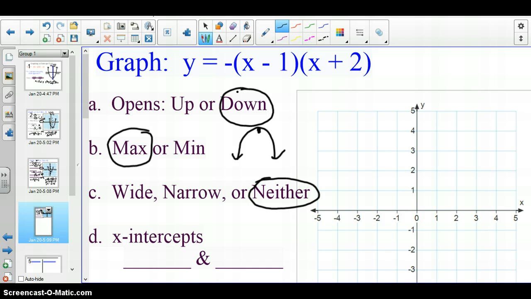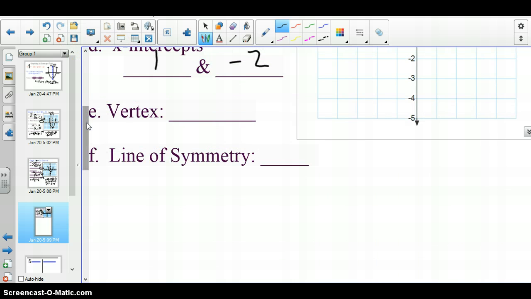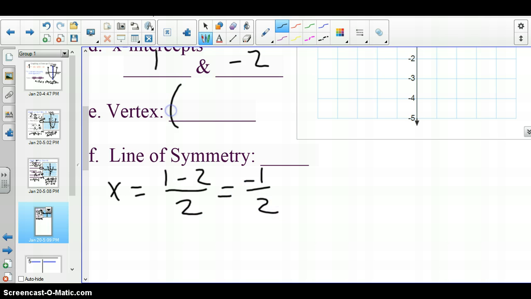Our x-intercepts are the opposites of the numbers inside the parentheses, or if we set them equal to 0 and solve each one of them. So I'd get 1 and negative 2. So I'd plot those, 1 and negative 2. To find the x of my vertex, I'd take my x-intercepts, add them together, and divide by 2. 1 minus 2 is negative 1 over 2. So negative 1/2 is the x of my vertex. It is also my axis of symmetry.